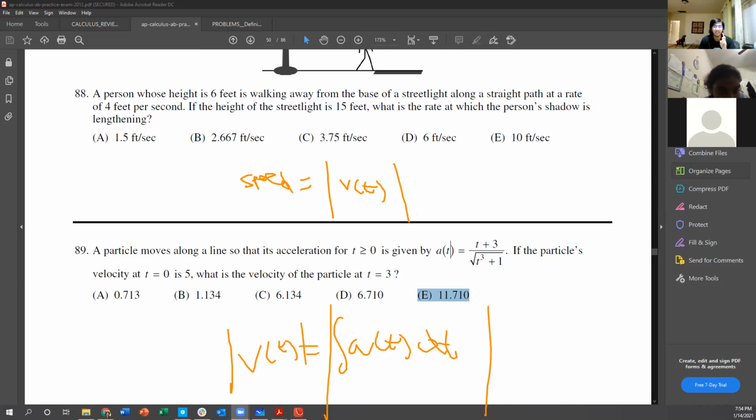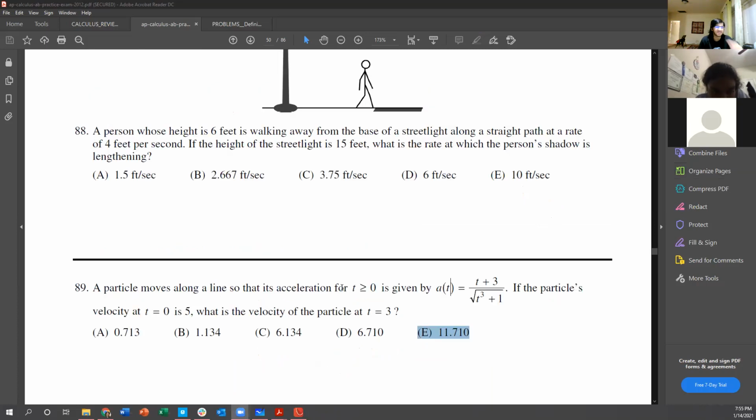But here's the thing though. If it gave you v of t and it was asking for x of t, and v of t was the speed, if you integrate speed, it will only allow you to find distance traveled, not displacement. Okay. Yeah, so you have to kind of take a physics approach at that.